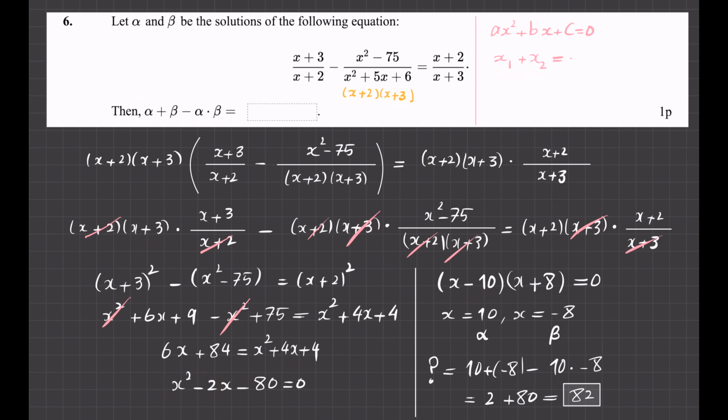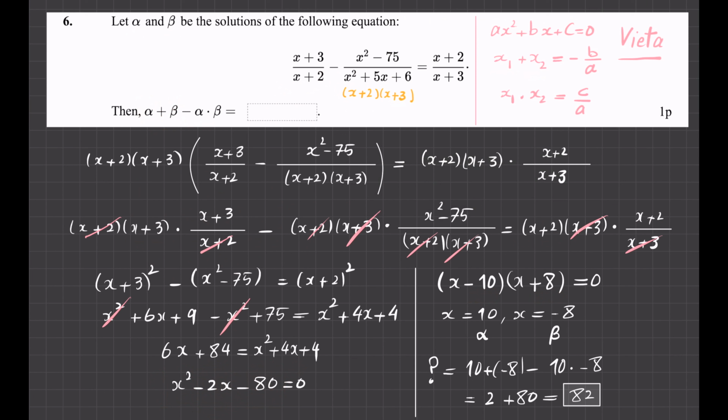x1 plus x2 is always minus the coefficient of x divided by coefficient of x squared. And the product of them is equal to c over a, the constant term over the coefficient of x squared. These formulas are named after French mathematician Vieta, which you spell it like this. So these are called Vieta formulas. These are in the book, but if you know them by heart, of course you can use them.